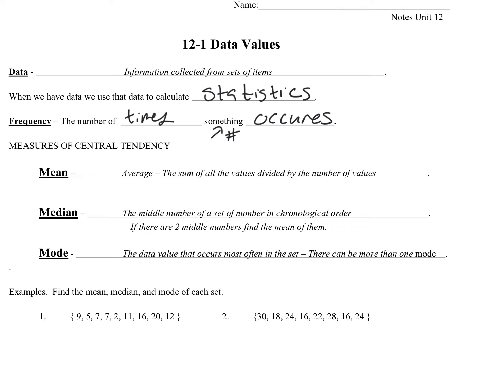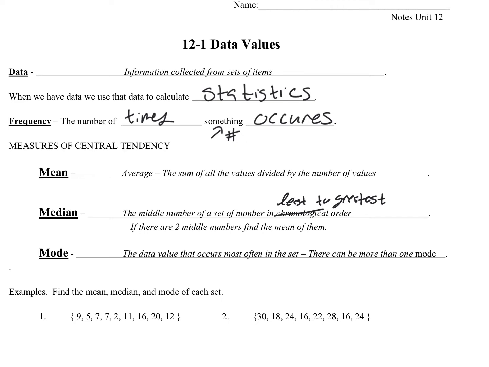So the mean is the average of the numbers, and its proper definition is the sum of all the values divided by the number of values. The median is the middle number of a set in chronological order, or what we mostly think of as ordering in least to greatest. And that's very important because order matters when we're trying to find the middle.